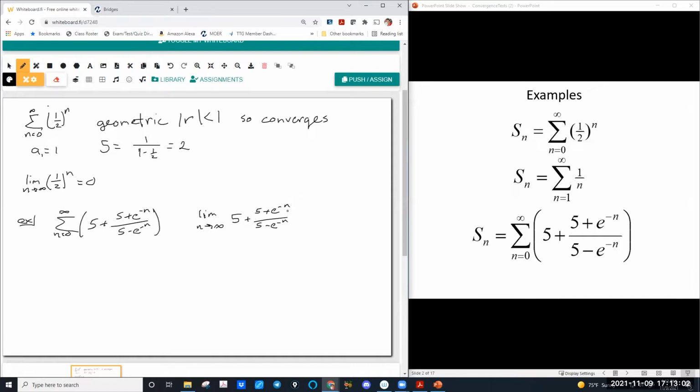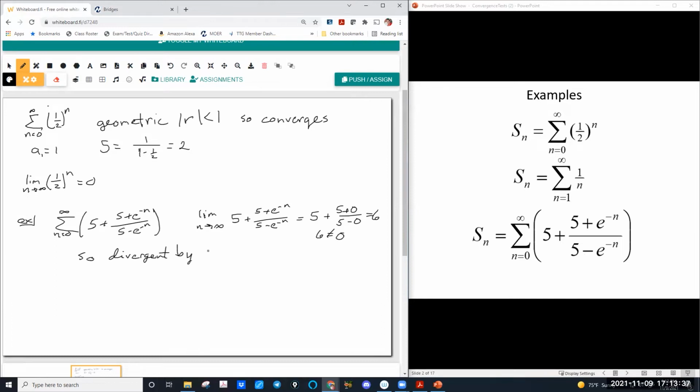Now, e to the negative n goes to 0 as n goes to infinity. So what we end up with is 5 plus 0 over 5 minus 0. This is basically just 1, so we end up with 5 plus 1 over 5 minus 1, or 6. Well, that clearly does not equal 0. So our series is divergent.